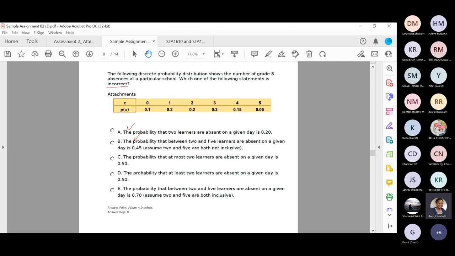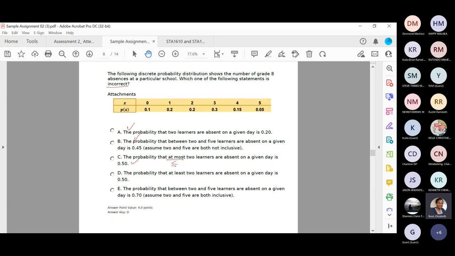What is the probability that at most 2 learners are absent on a given day? What is at most? Less than or equal to. So it must include 2 and anything below 2. So is that 0.5? Yes, that is correct.